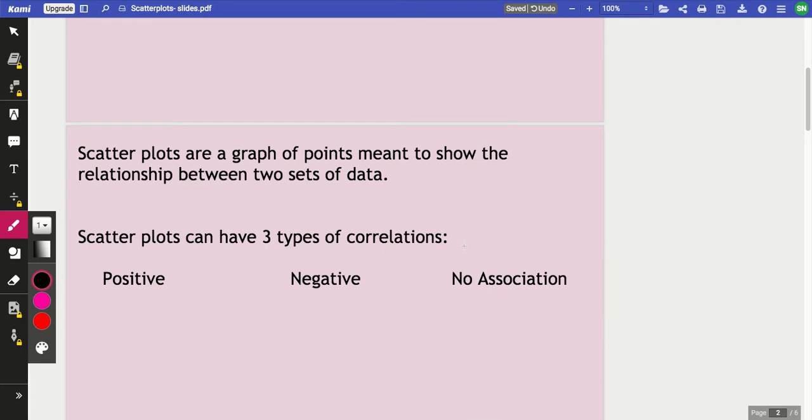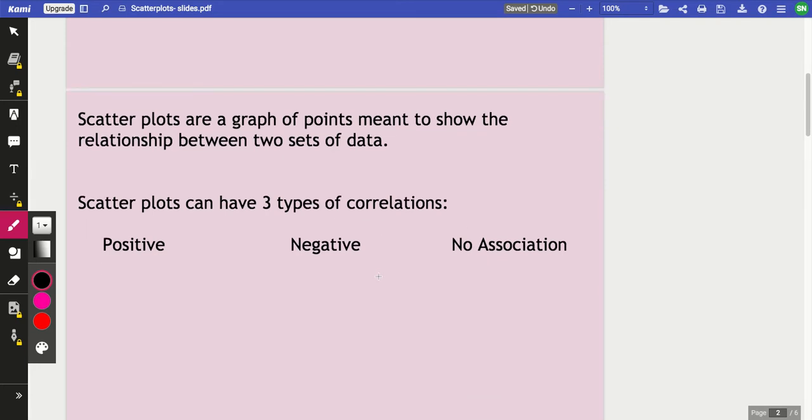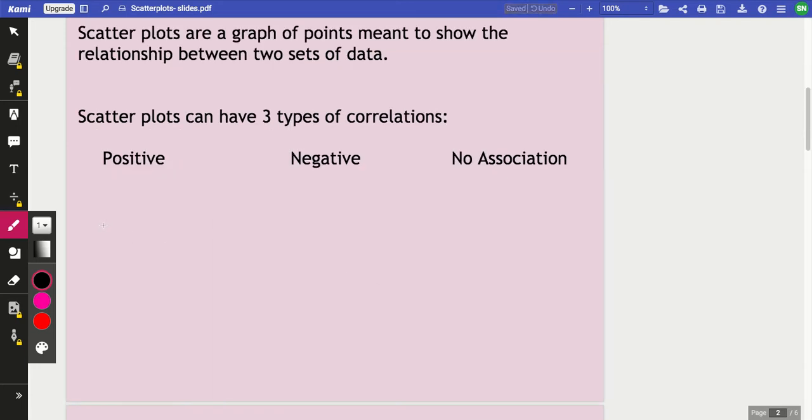Scatter plots are graphs of points meant to show the relationship between two sets of data. Scatter plots can have three types of correlations. We can have positive correlations. Just like if you learned about slope before, it's going to be the same as slope for the most part, or at least for the positive and the negative. We can have negative correlations, and they go down from left to right.